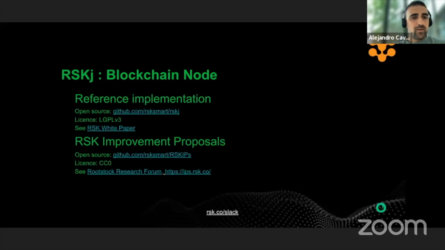First, to start, the RSK blockchain node is named RSKj, because it was originally a fork of EthereumJ, the implementation of the Ethereum node in Java. Obviously, from that moment, we changed a lot of things in the implementation. Probably you heard about this in Sergio's presentation. As I said, this is written in Java, is of course open source, and available on GitHub.